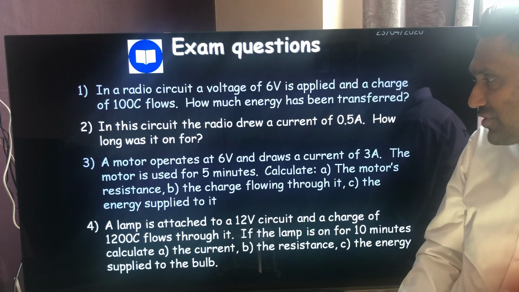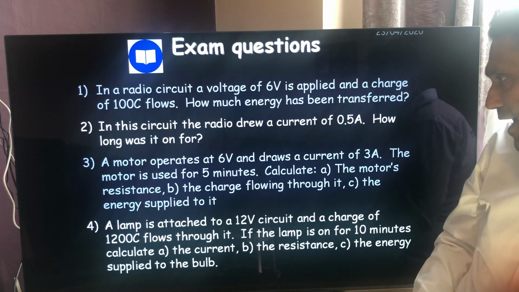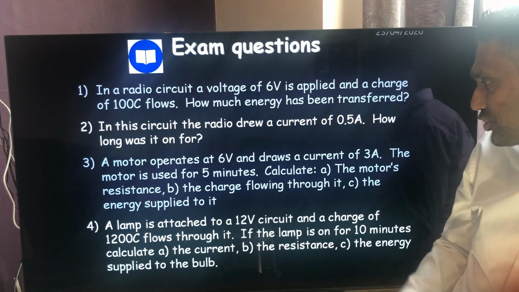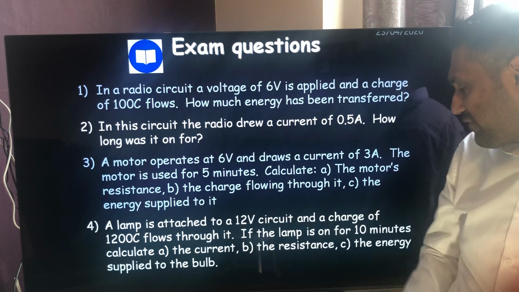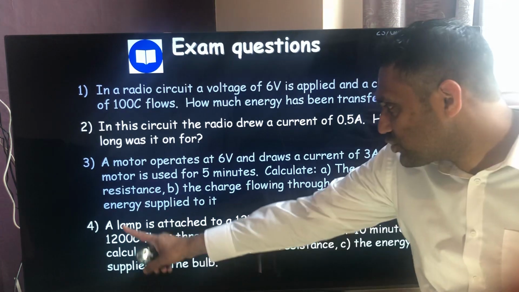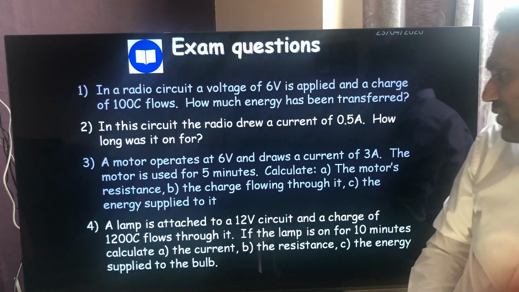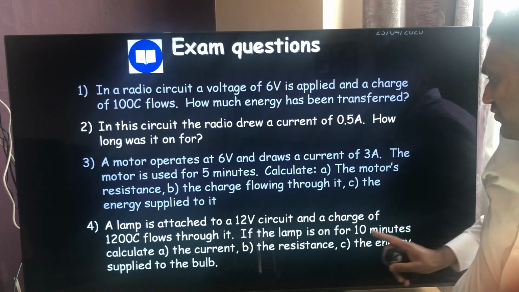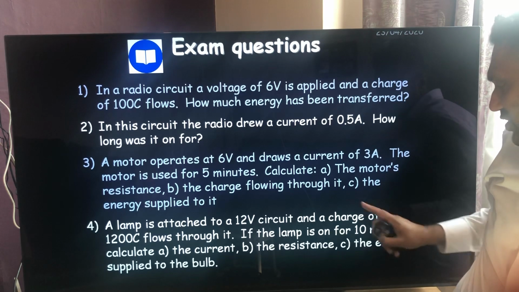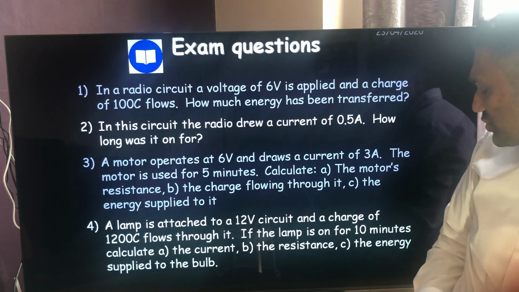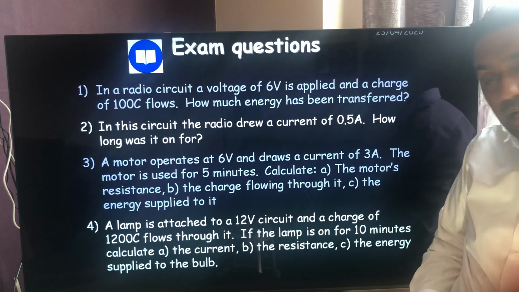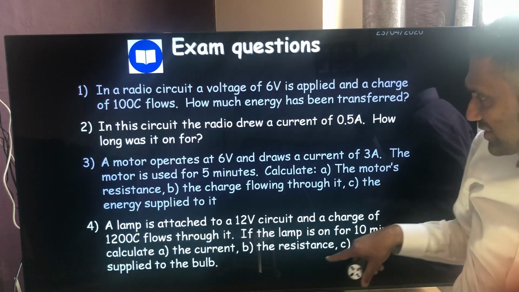Right, last question for today, and then we'll call it a day. A lamp is attached to a 12-volt circuit. So I've circled that, I've got my 12V at a charge of 1,200 coulombs. Again, I'll circle that bit there. It flows through it. If the lamp is on for 10 minutes, again I've got another 10 minutes. I need to circle that, and I need to make sure I put that into seconds. So that's going to be 600 seconds, because 10 times 60 is 600. So I've got 600 seconds there.